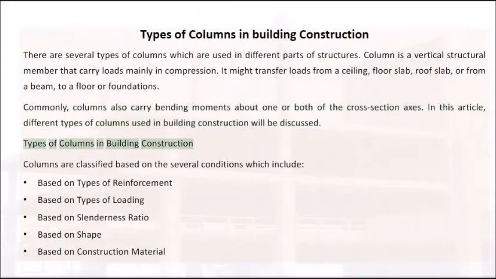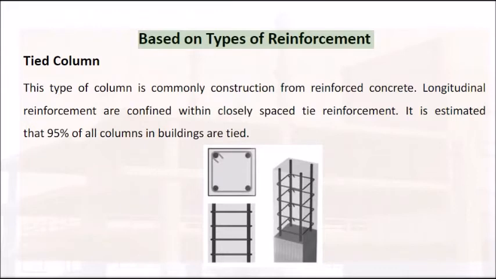Types of columns in building construction. Columns are classified based on several conditions which include: based on types of reinforcement, based on types of loading, based on slenderness ratio, based on shape, based on construction material. Based on types of reinforcement.